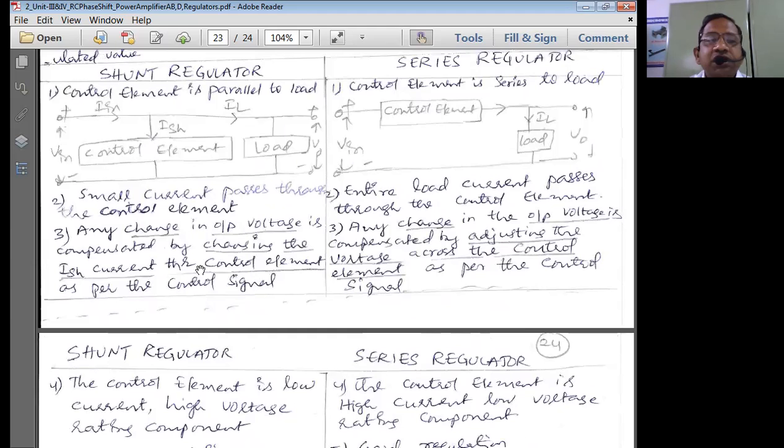Each difference is going to get half mark for you in the exam. Half mark means what? You have to draw two. Say control element is parallel to the load, control element is series to the load, and you are drawing these block diagrams. These two combined give you half mark. Like that, these two combined give half mark. So differences means it is going to be a high level question, a level 3 question.